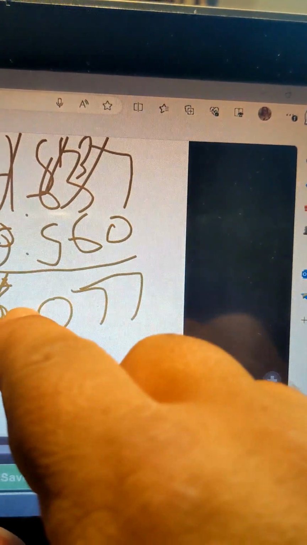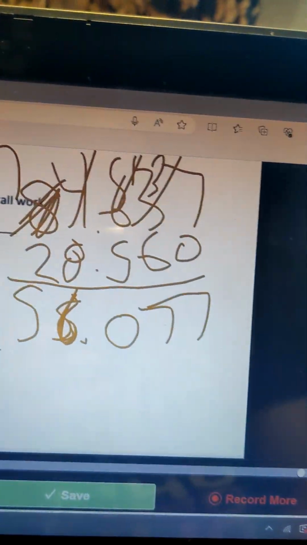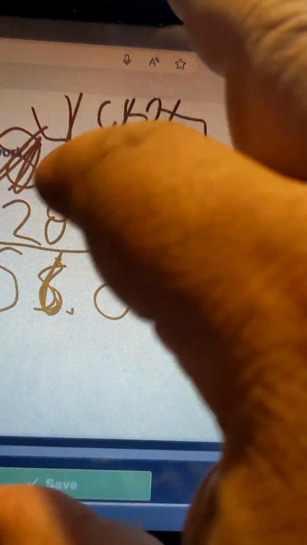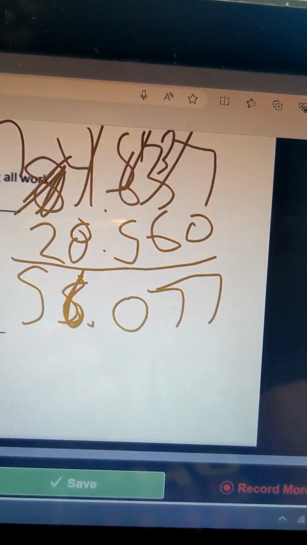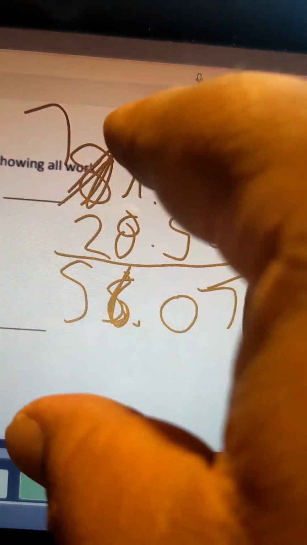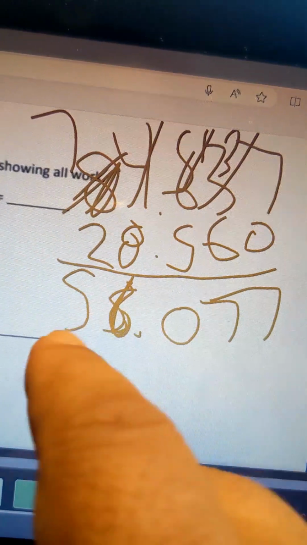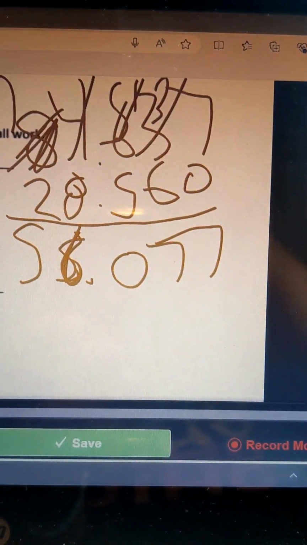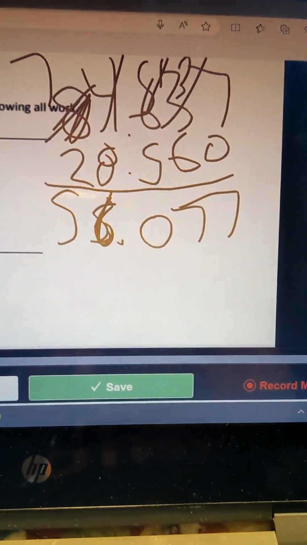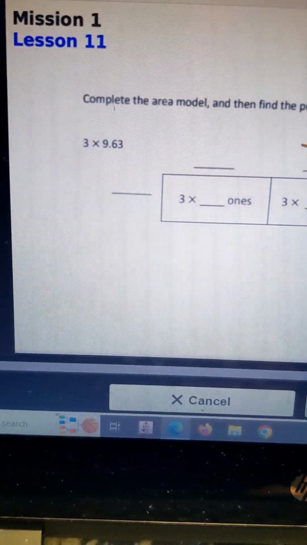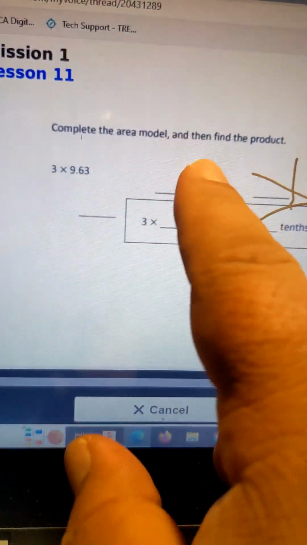Keep your decimal point lined up. 4 minus 8 you can't do, so you change it to 14. 14 minus 8 is 6. We change this to a 14 by taking 1 away from this 8. That's 7. 7 minus 2 is 5, which is why that's 56.077.